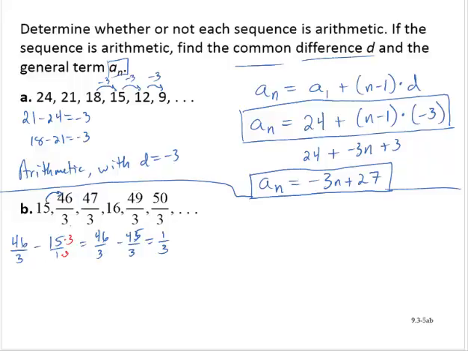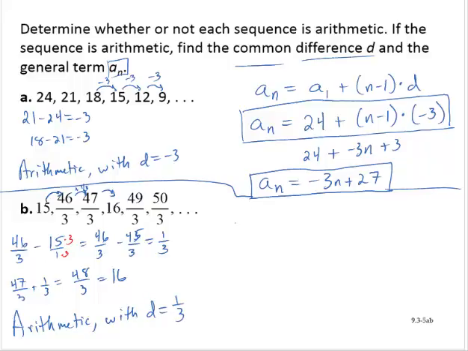And 46 over 3 plus 1/3 is 47 over 3. Let's see, does it work here? 47 over 3 plus 1/3 is 48 over 3, which is 16. So it works to there as well. So we do have a common difference. Alright, so this is arithmetic with d equal to 1/3.